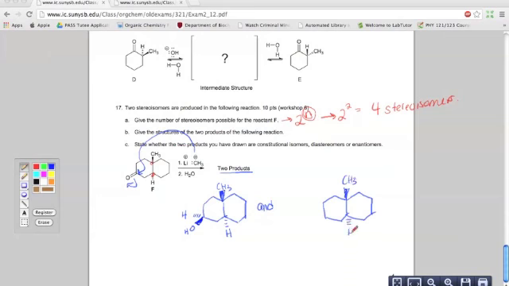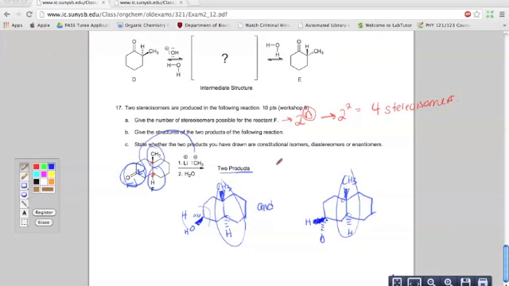Now, it's an important point to remember that this reaction that you were just doing only affects the stereochemistry of what is being attacked. So it only affects the stereochemistry here, but it leaves this stereochemistry alone because it has absolutely nothing to do with these carbons here. Now, state whether the 2 products you have drawn are constitutional isomers, diastereomers, or enantiomers.